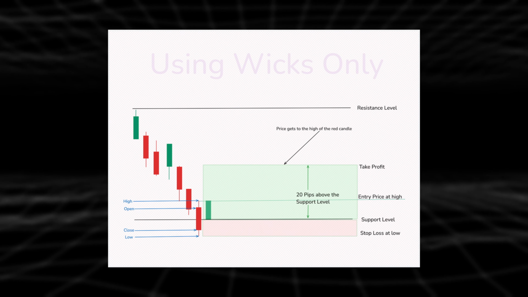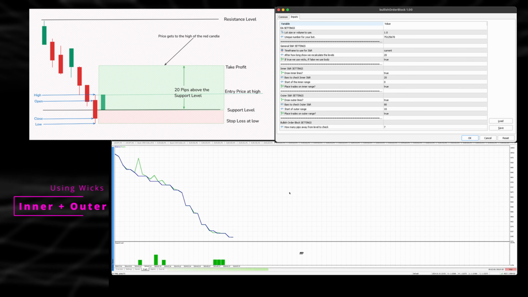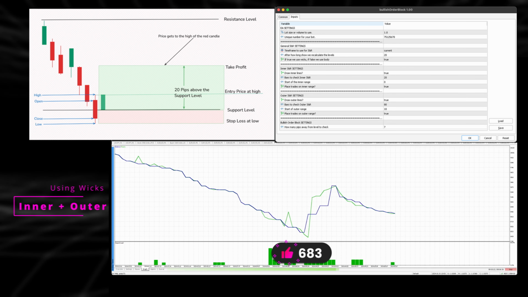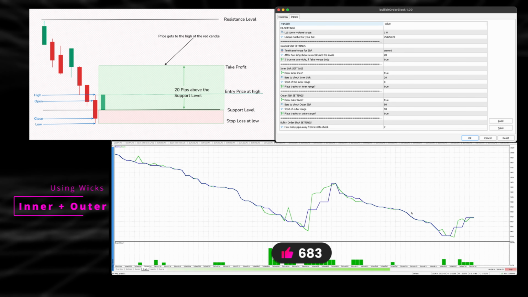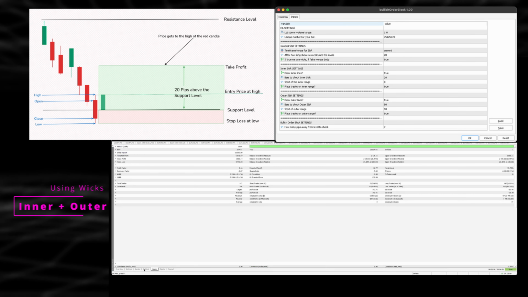When I say inner, I mean the inner range. Whenever I say outer, I mean the outer range, and both is when the bot is taking trades from all the levels. And by all levels, I mean the support levels only. We are not dealing with the resistance level.